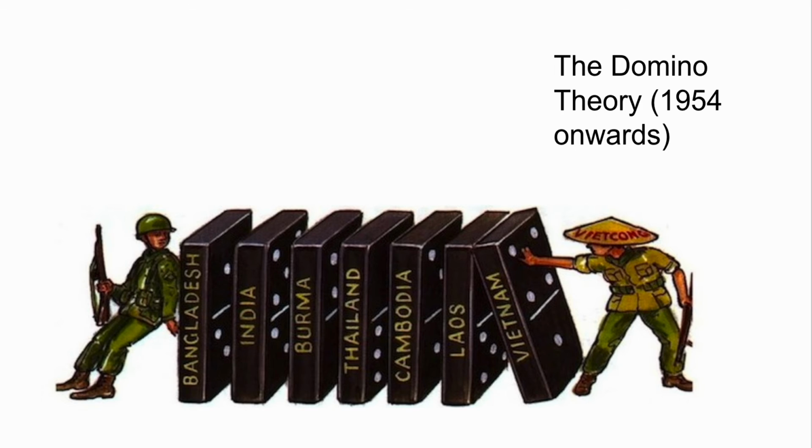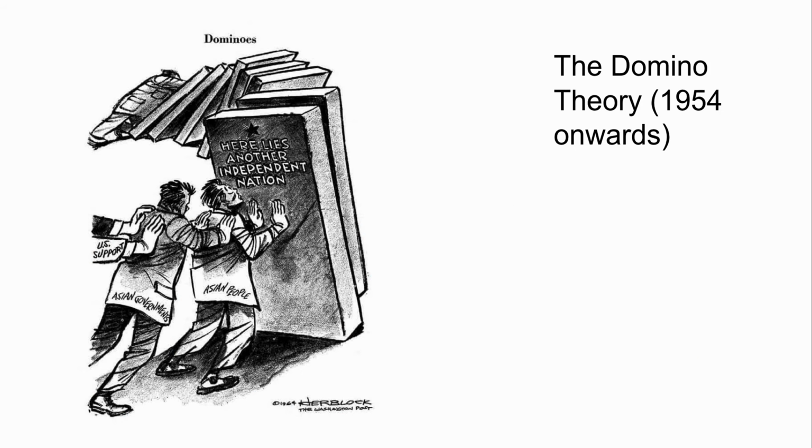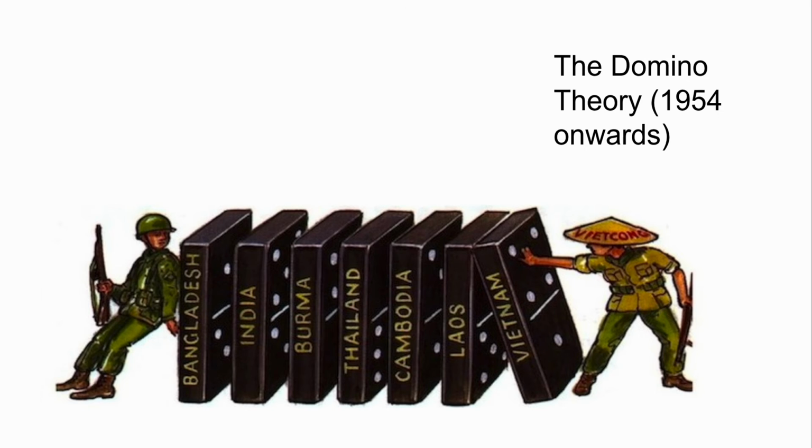So here we can see a soldier holding up the dominoes against the Viet Cong, who are trying to push Vietnam to become communist. Then the idea is all of these other countries, Laos, Cambodia, Thailand, etc., would fall to communism. So America is really supporting countries from falling to communism like a stack of dominoes. So these images are again really symbolic and help us understand American foreign policy there.